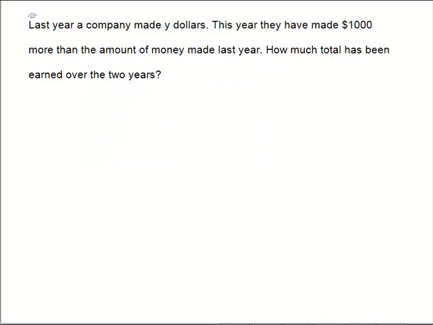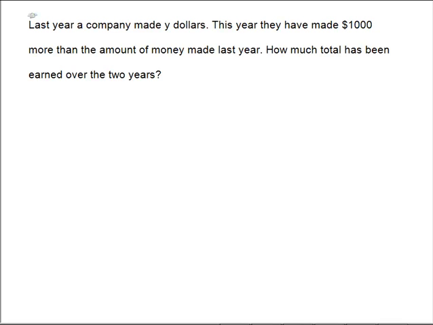Okay, let's try another one. It's short enough we can do a couple examples. So last year a company made Y dollars. This year they made $1,000 more than the amount that they made last year. How much total has been earned over the 2 years?